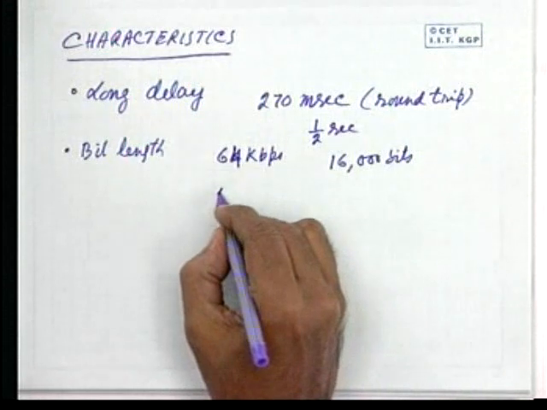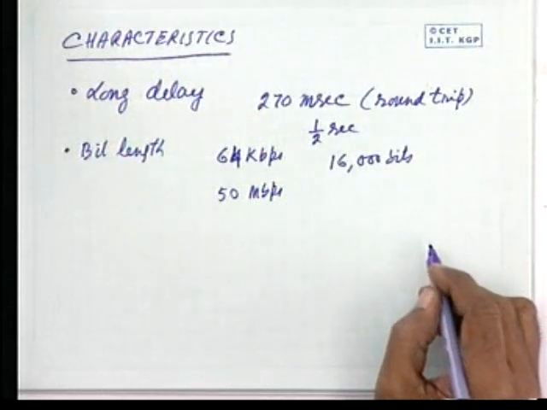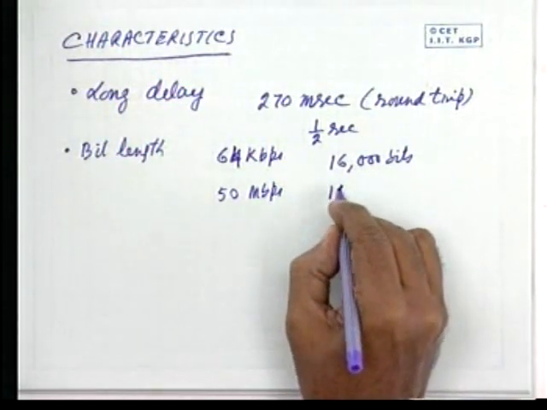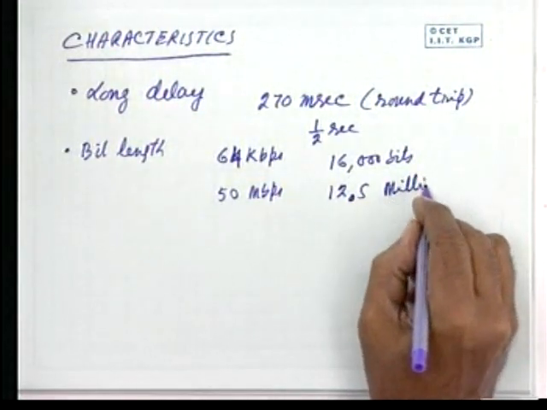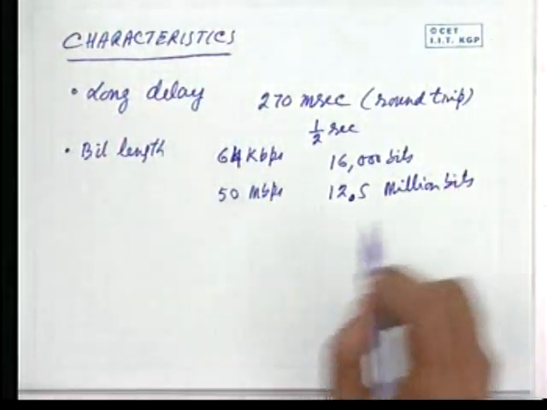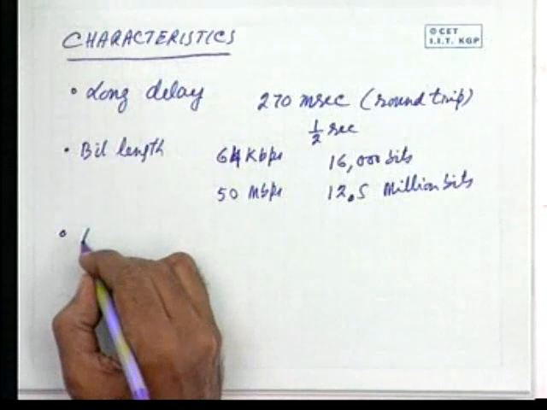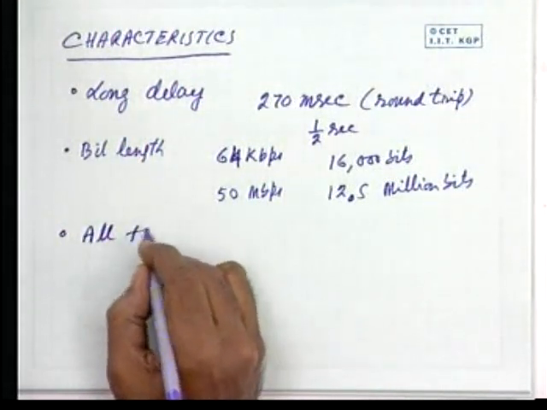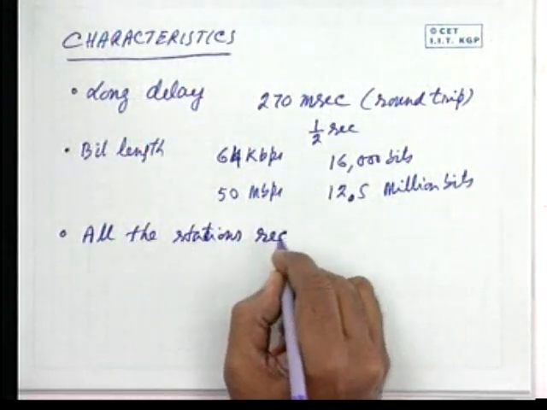Now if you are sending at a higher speed, say 50 megabits per second, then it will have about 20.5 million bits. That is the bit length, that is the number of bits simultaneously present on the path. Now in this case, the advantage is all the stations receive their own signal.